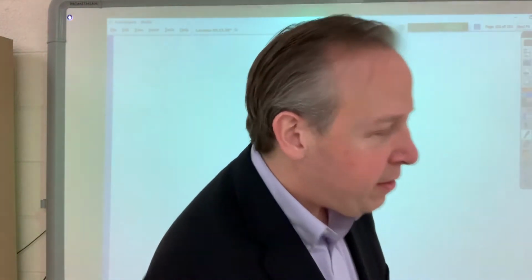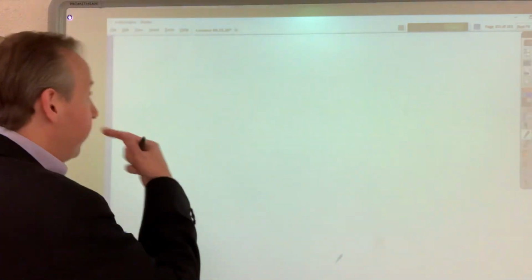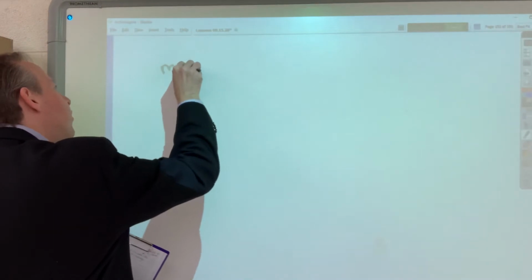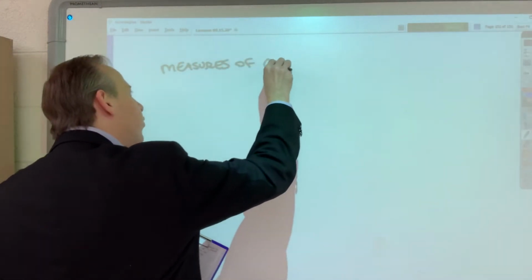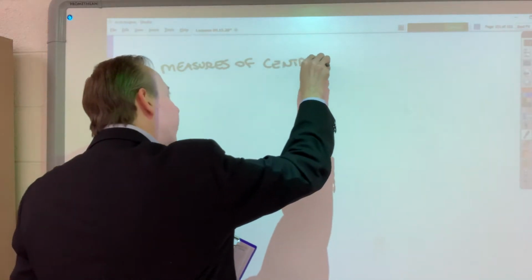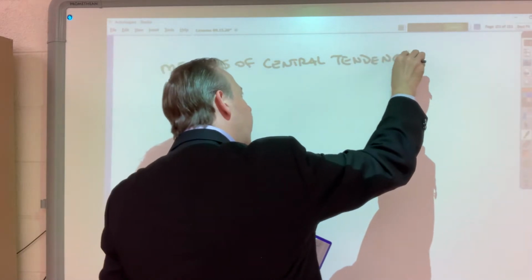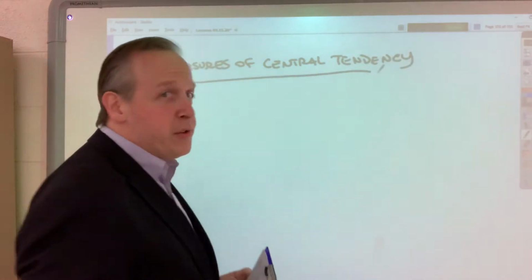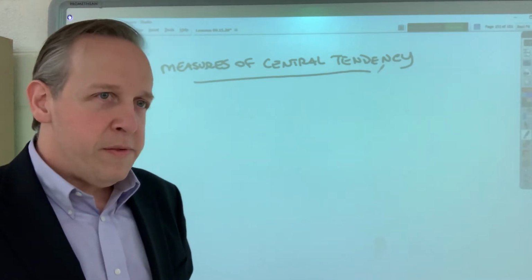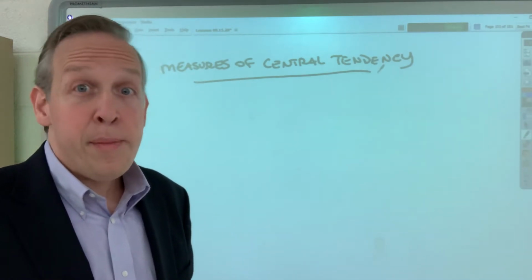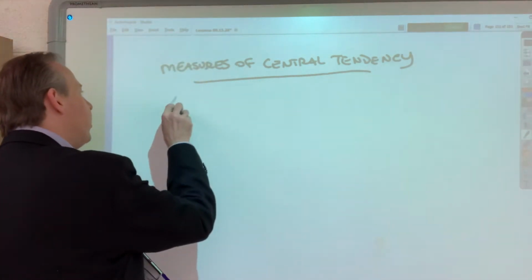The content today starts with measures of central tendency. So, I'm going to write that down. Measures of central tendency. You have, I'm certain, seen some of this before. Measures of central tendency just basically says we're looking for the different values that are going to describe the middle of our distribution. So what are some measures of central tendency you're used to?